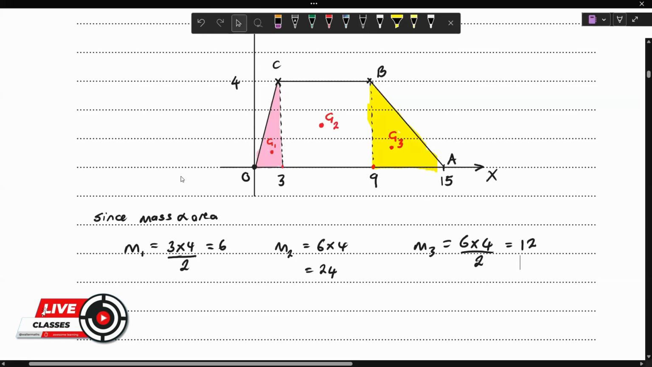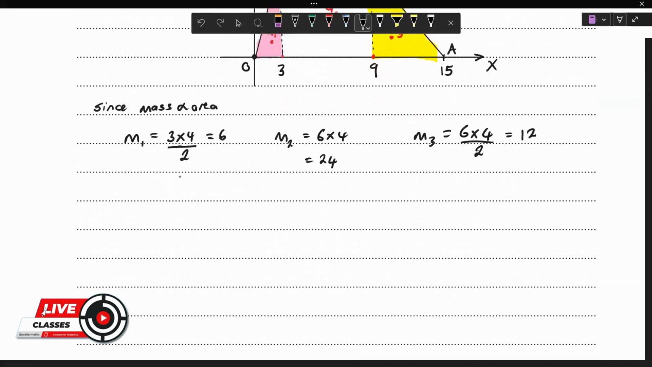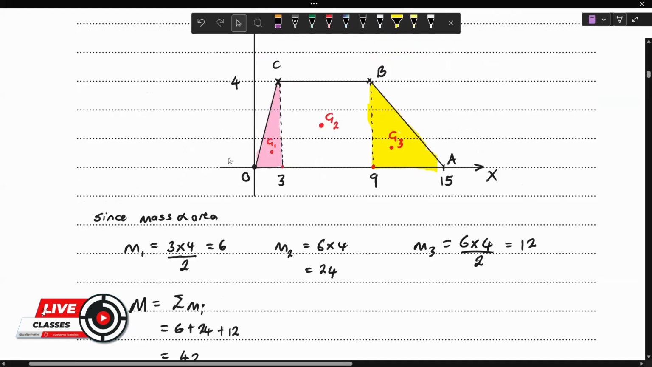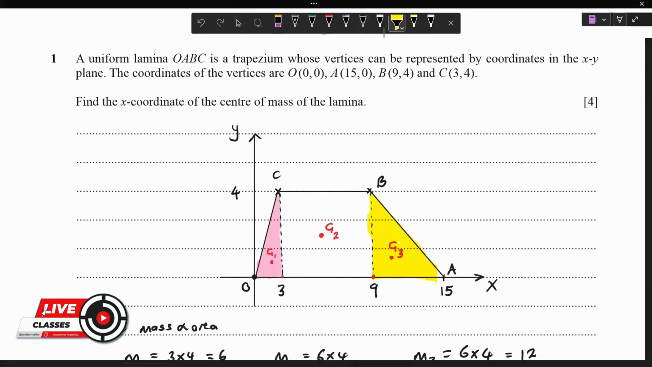So we have M1, M2, and M3. Now we'll also need big M, which is the sum total of the masses, which essentially is 6 plus 24 plus 12, which would give us, what's that? 36 plus 6, 42, right? So M is 42.